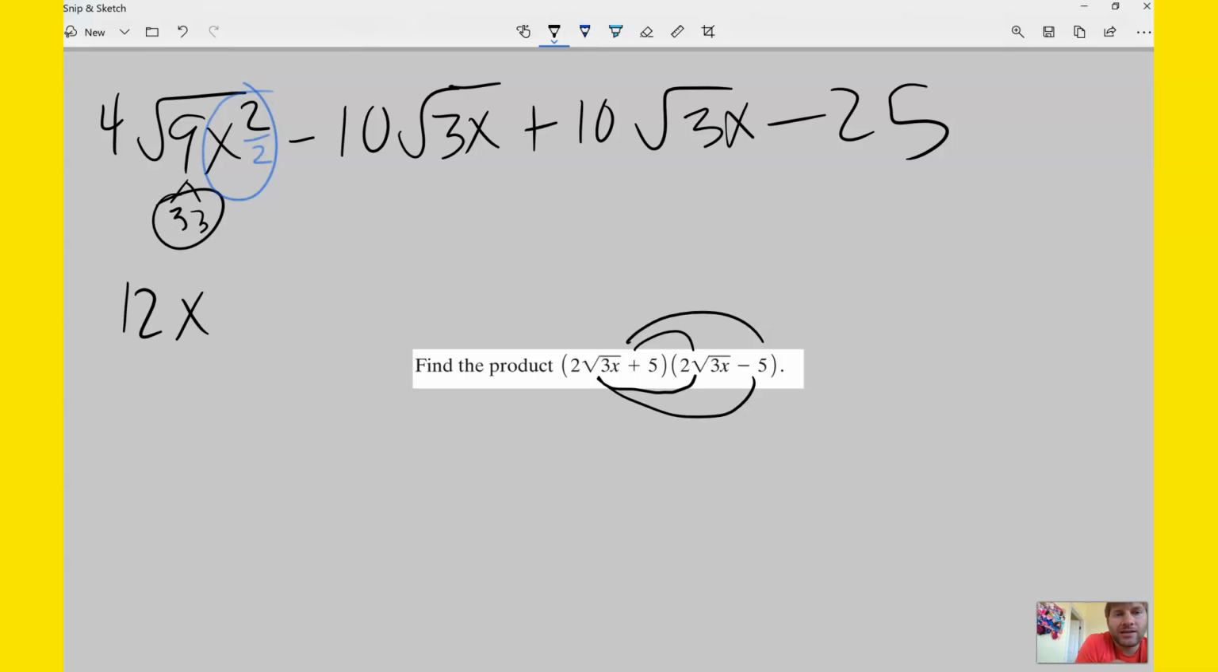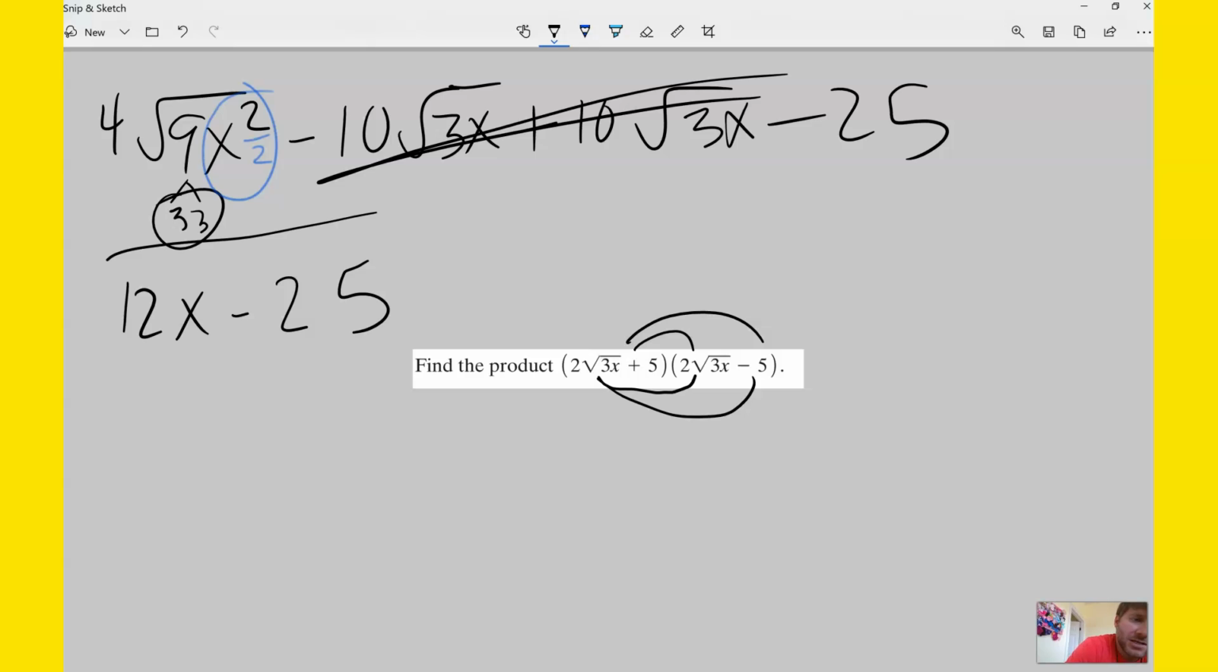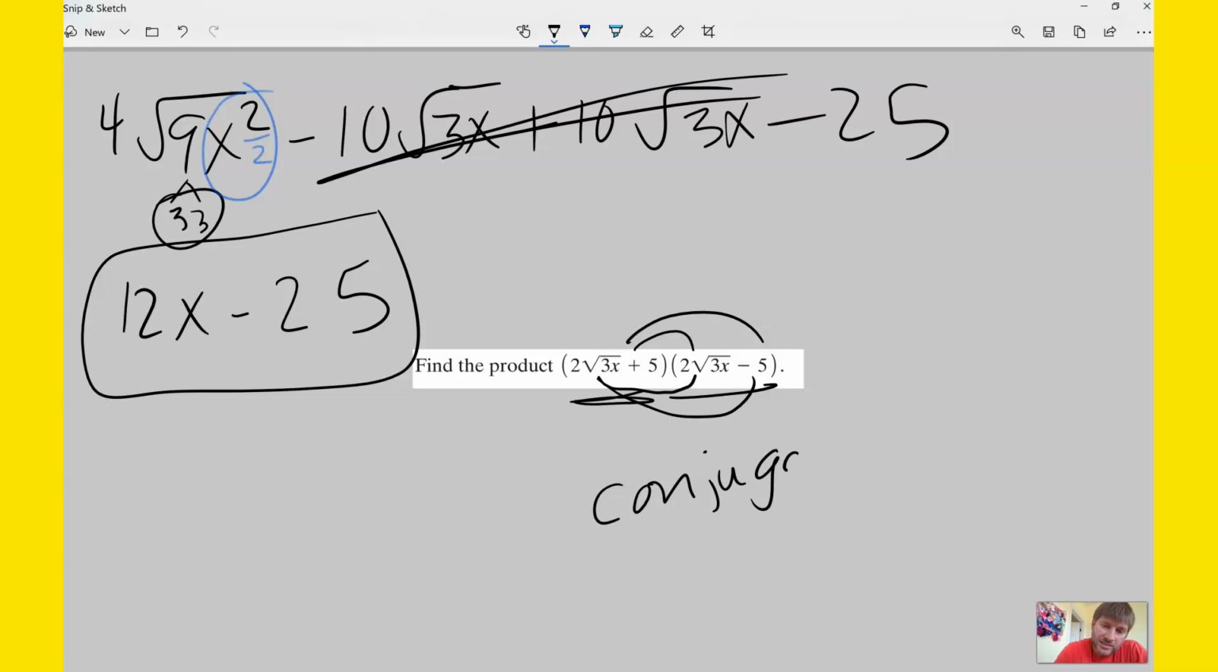All right, so here I've got negative 10 root 3x plus 10 root 3x. Those will cancel out and make 0. So those are gone. And then minus 25 just comes down. And so I guess what I want to tell you here is anytime you multiply a radical expression with its conjugate, let me spell that for you, conjugate. Anytime you multiply a radical expression with its conjugate, the result will not have any radicals in it, which is going to be a very helpful piece of knowledge for the next section.